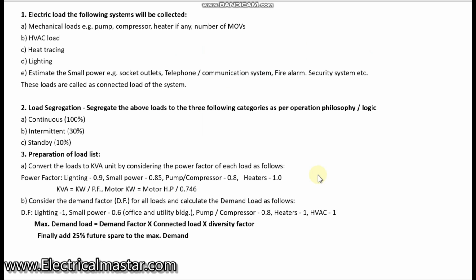Fourth, lighting DBs. And fifth, estimated small power, like power sockets for utility purposes, such as telephone and communication systems. Those things will be taken from the small power output. So these are the different types of load you need to understand. Then, based on these loads, you have to segregate the load with their load duties. Second is load segregation with their load operating duties or operating philosophy.